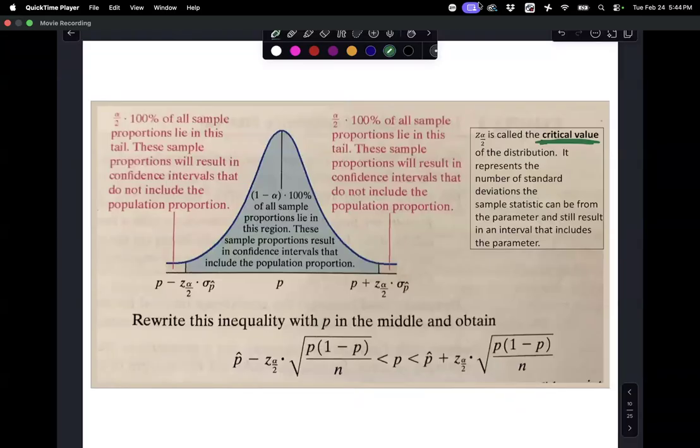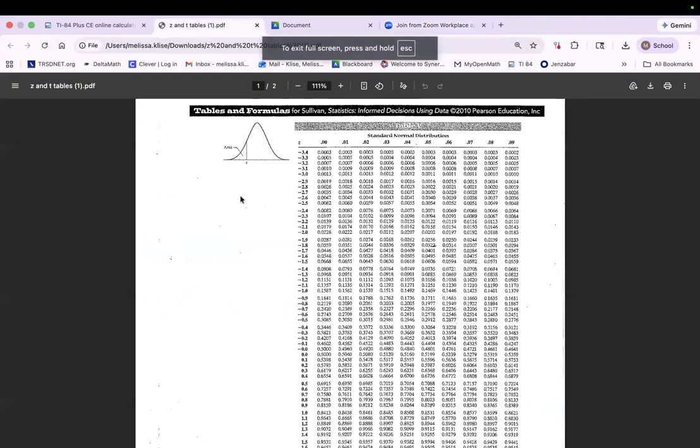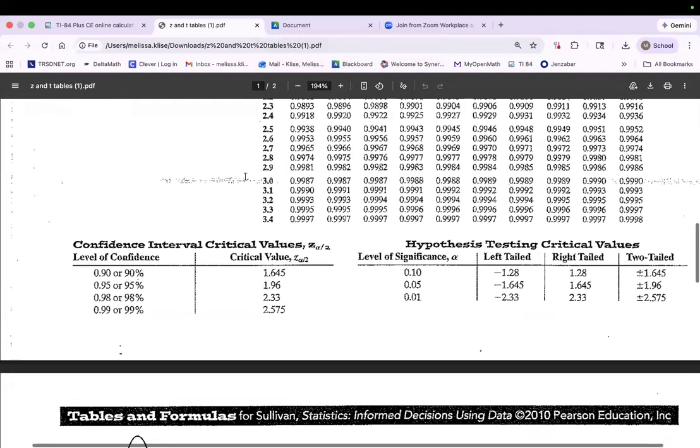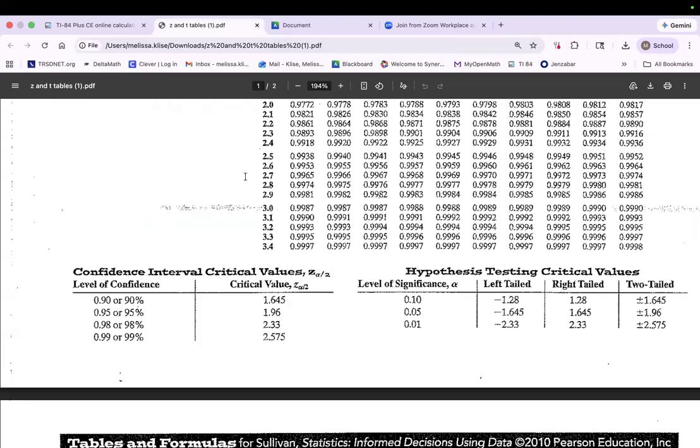Okay, I'm going to go to my Z table. At the bottom of your Z table, you may have noticed this before and wondered what it was talking about. These are the most common critical values we use for confidence intervals. So you're not going to have to do any of your own math if you get one of these. If you are looking at a 95% confidence interval, we have our 95% right there, and the Z score we're using is 1.96. Or if you are looking at a 99% confidence interval, then you're going to have a Z score of 2.575. These are the most common.